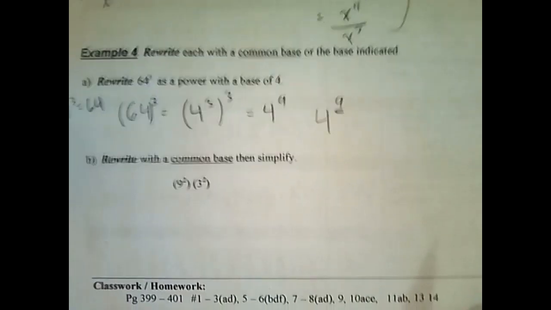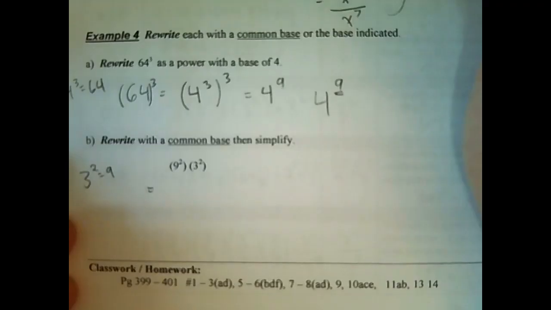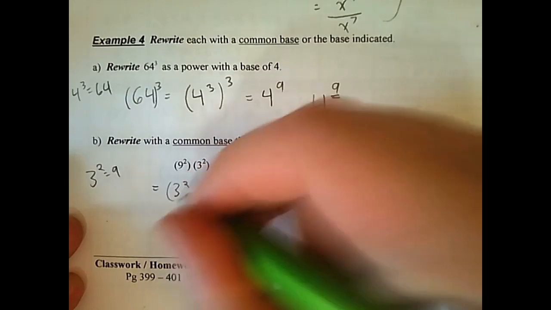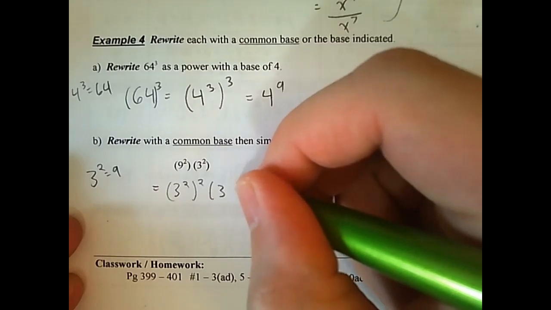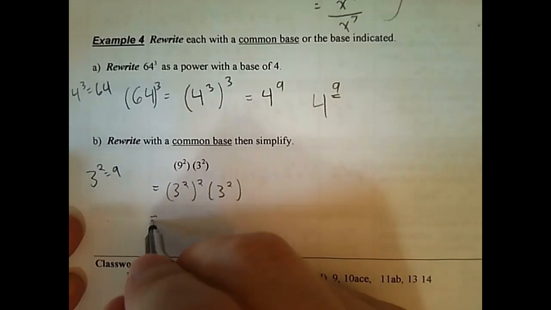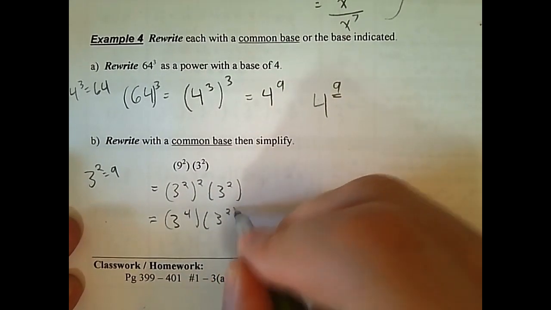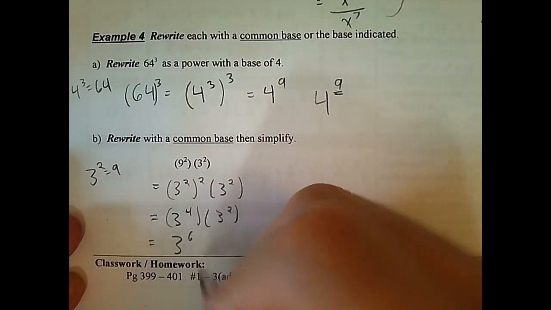And then as for b, it says rewrite with a common base and simplify. This is kind of like what we saw above, where I can write 9 as 3 squared. So I'm going to get 3 squared, squared, and then 3 to the power of 2 here. So now I can use my exponent laws. I can multiply that exponent to another exponent, 3 to the power of 4, 3 to the power of 2, and now I can just add these together to get 3 to the power of 6.